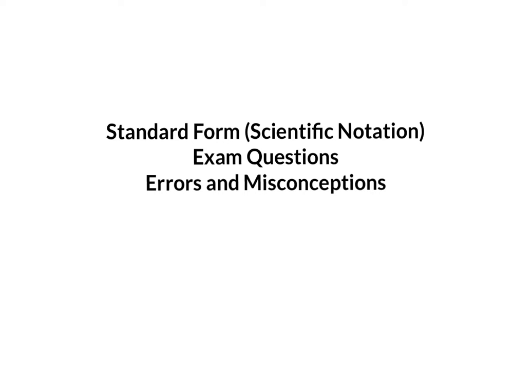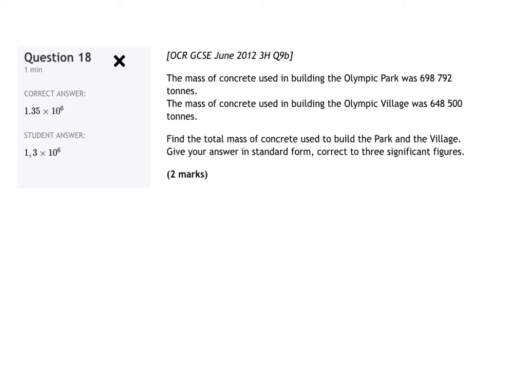In this question, we'll look at 5 standard form questions from the Dr. Frost site that students have incorrectly answered. So in this question, you've got the mass of concrete used in building both the Olympic Park and the Olympic Village. The masses are quoted in tons, and it asks you to find the total mass used, writing your answer in standard form, correct to 3 significant figures.